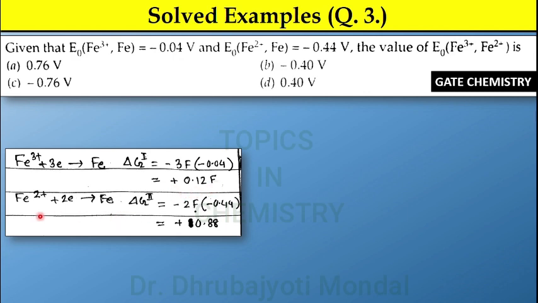Now consider this reaction, Fe2+ to Fe. So Fe2+ plus 2 electrons give you Fe. And delta G2 for that reaction is equal to minus n, the number of electrons changed, that is 2, into F into minus 0.44 volt. That is equal to plus 0.88 F. Here it should be F. Plus 0.88 F, that is for Fe2+ plus 2 electrons to Fe.